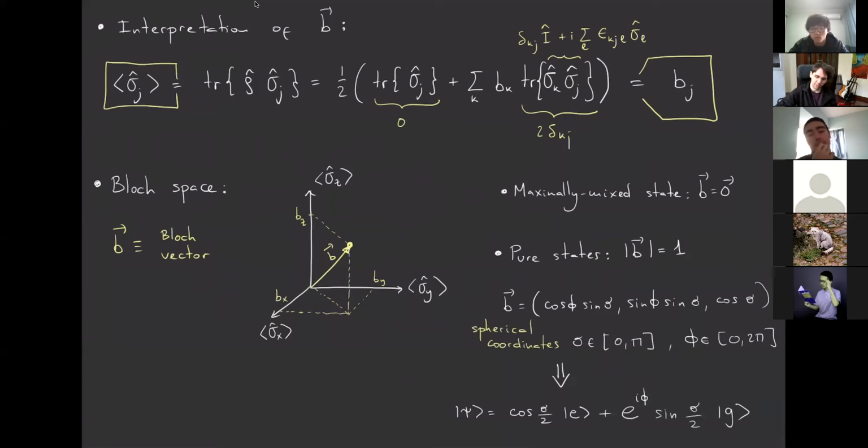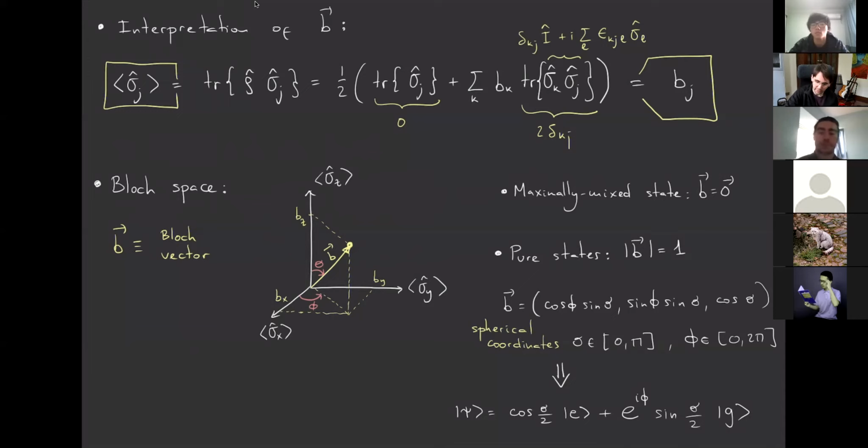So look, this is really, really nice, because if you know that the magnitude of b is equal to 1, then this angle here gives you the relative phase between the excited and the ground state in the quantum superposition. And this angle here gives you how much weight do you have in the excited and the ground state, okay? The cosine of theta over 2 and the sine of theta over 2.